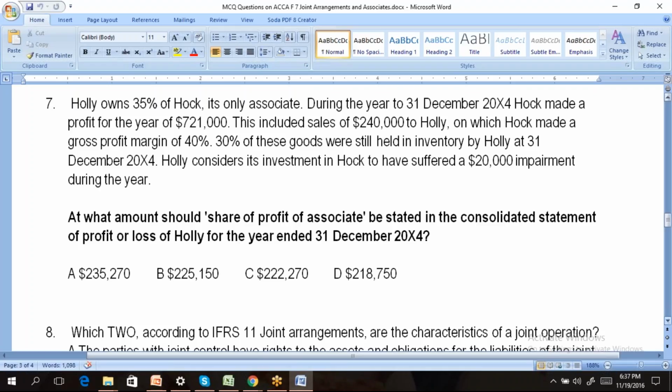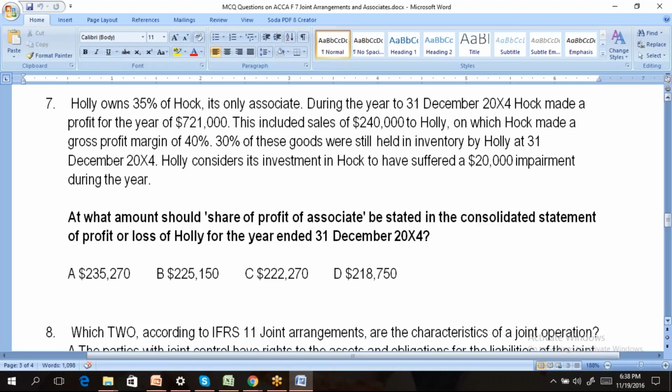So it will be 40% times 240, which is 24 times 4, 96, and then out of that it says 30% of it is still in inventory, so 96 times 30%, which is 28.8, and then an impairment loss of 20, which will be taken out.